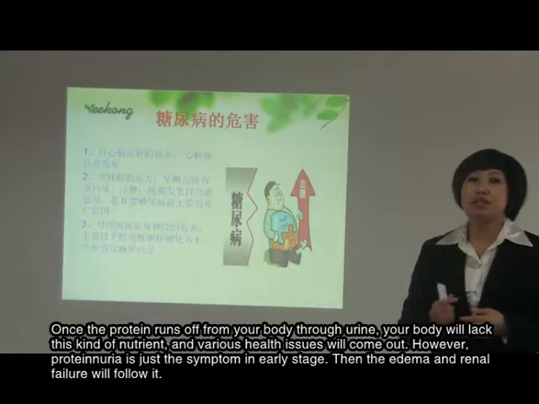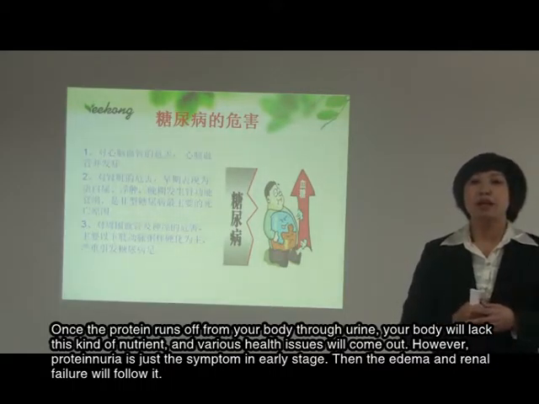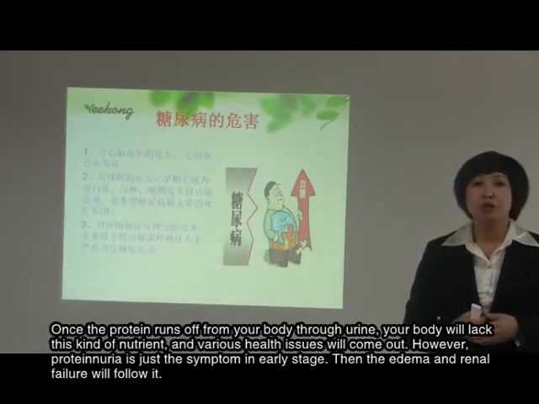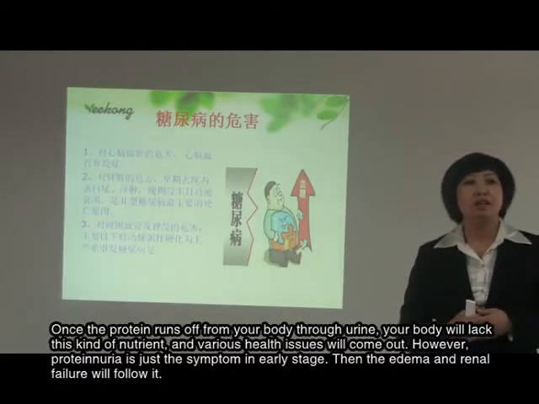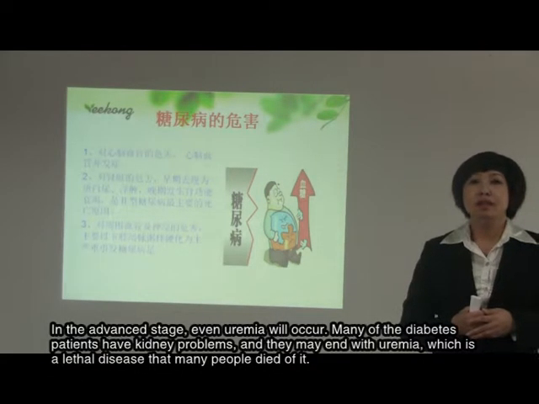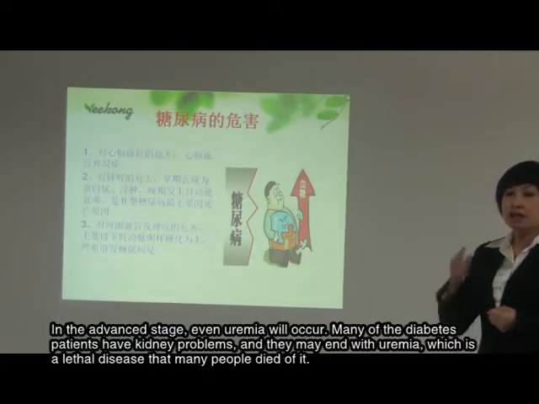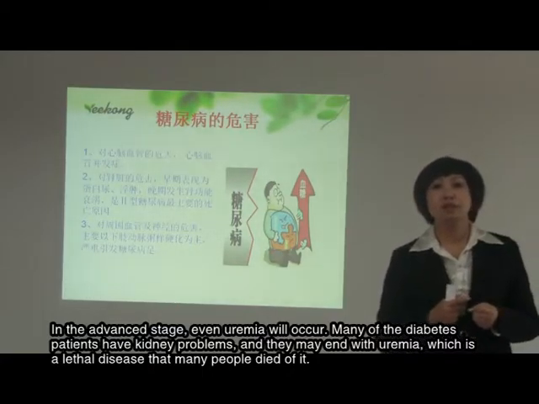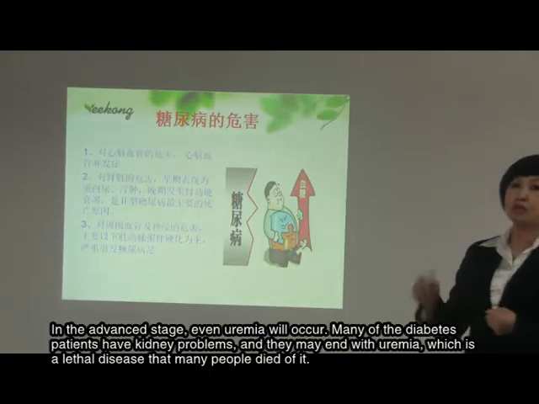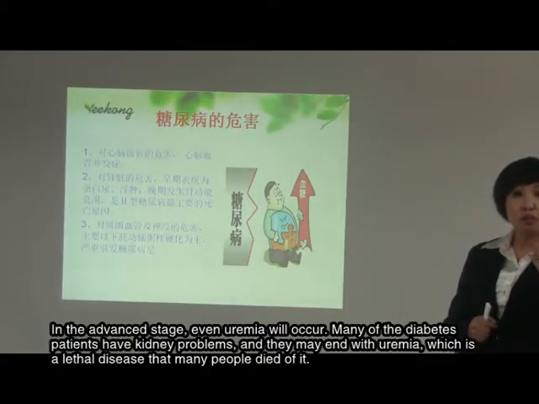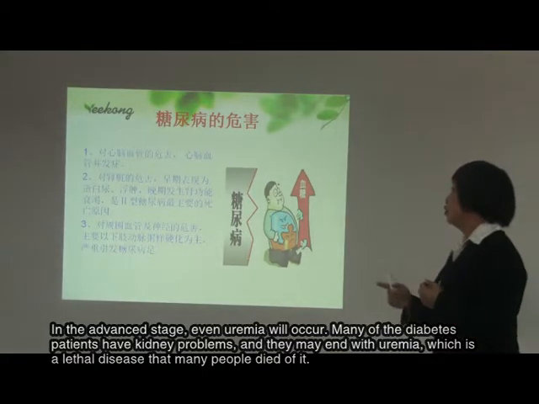However, proteinuria is just the symptom in the early stage. Then edema and renal failure will follow it. In the advanced stage, even uremia will occur. Many of the diabetes patients have kidney problems, and they may end with uremia, which is a lethal disease that many people died of.